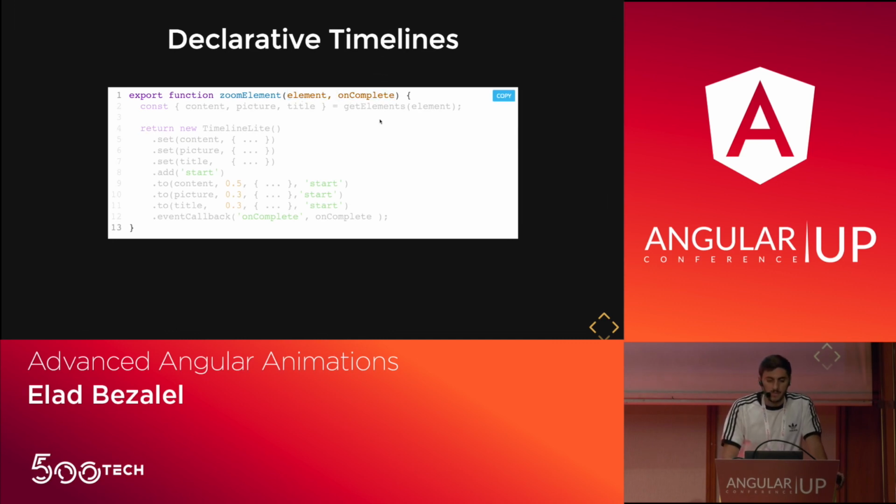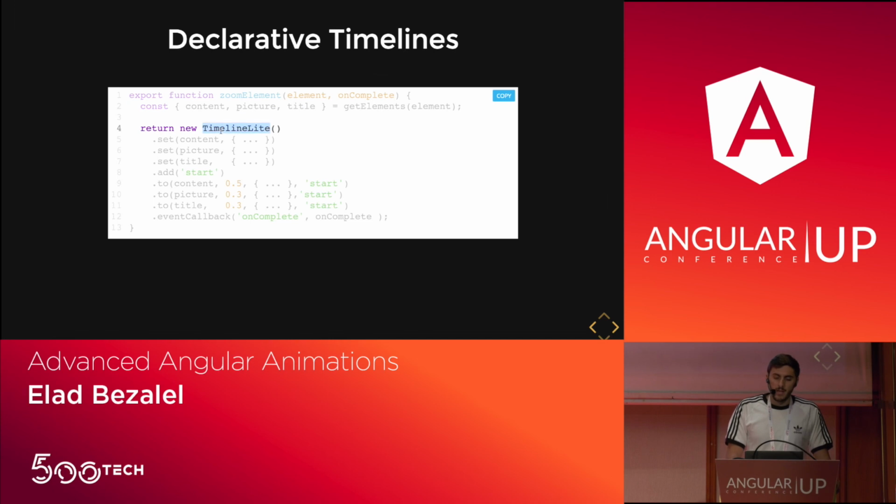So I get the element here, and I get the element here, and I get some callback for onComplete. From this element, I can query. This is a helper function that I've built. I can query for my HTML elements. This is the content element, picture, title. But this is the interesting part.